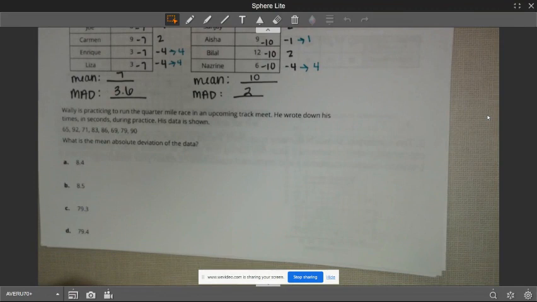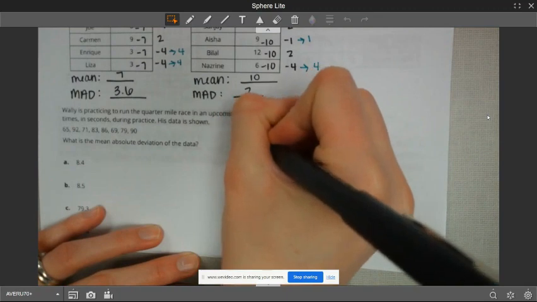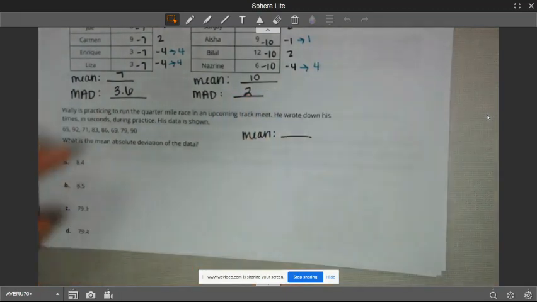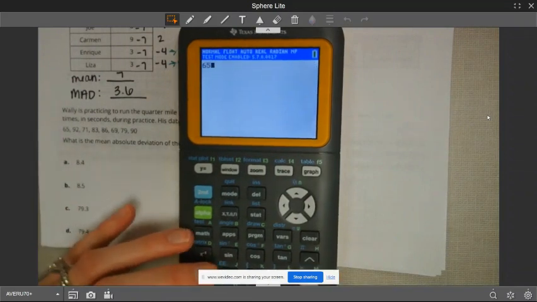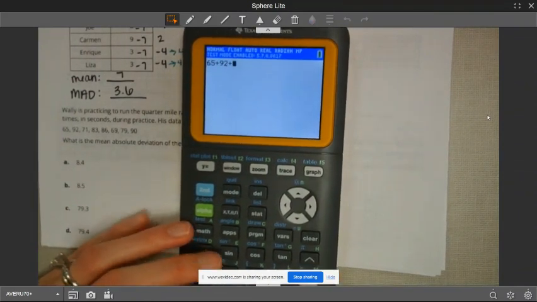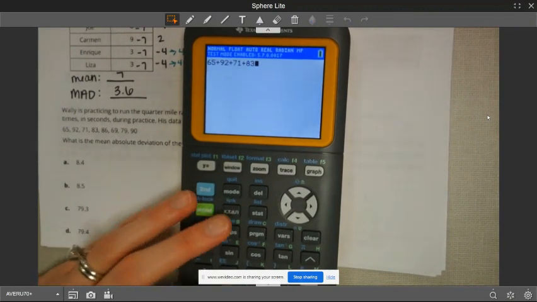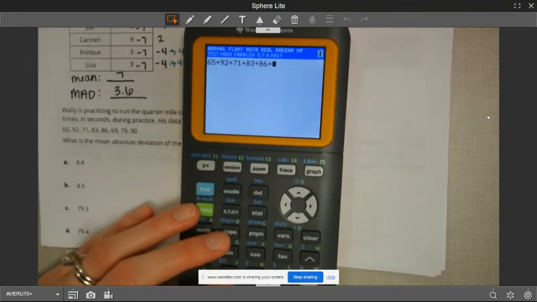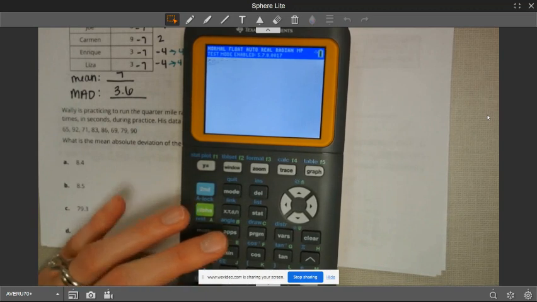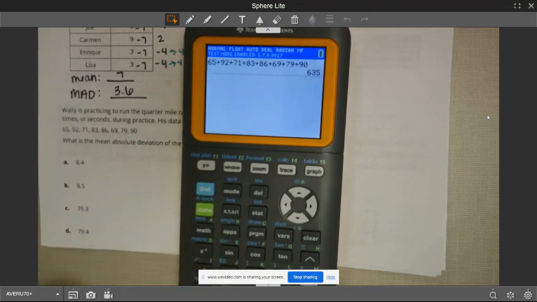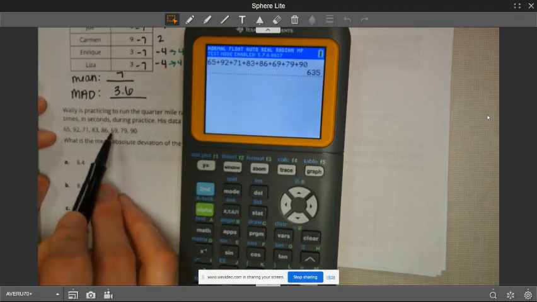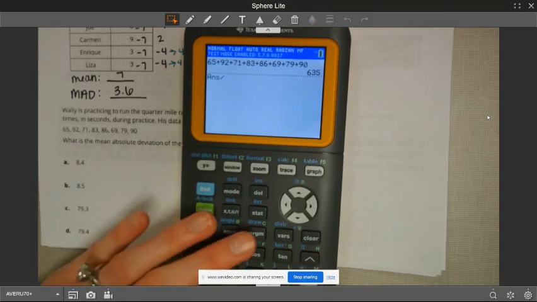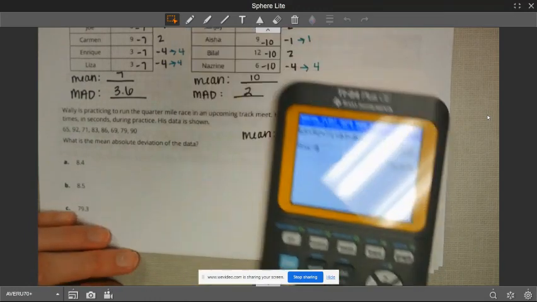All right, our last practice problem is Wally is practicing to run a quarter-mile race in an upcoming track meet. He wrote down his times in seconds during his practice. His data is shown. What is the mean absolute deviation? All right, as always, step 1 is to find the mean. So I'm going to add all of these up and then divide by the number I added. So we have 65 plus 92 plus 71 plus 83 plus 86 plus 69 plus 79 plus 90. That's 635. I added 1, 2, 3, 4, 5, 6, 7, 8 times. So I'm going to divide by 8.